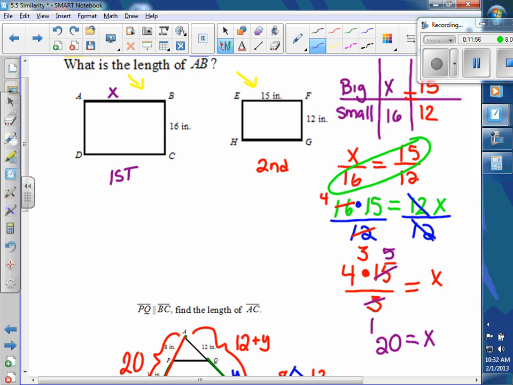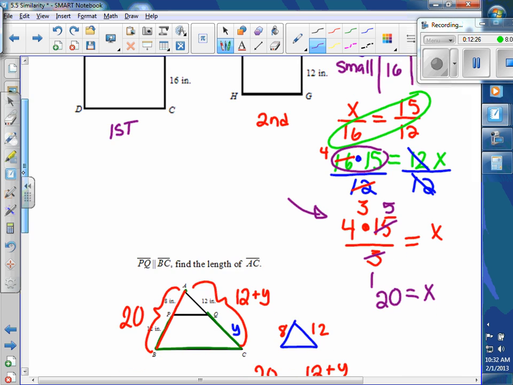So up here, we know this is 20 inches. Now, hopefully, on a problem like this, some of you would multiply the 16 and the 15 out and then do long division with the 12. And that's okay, but I'm hoping that you're going to practice doing this reducing along the way here. You'll build your math skills.